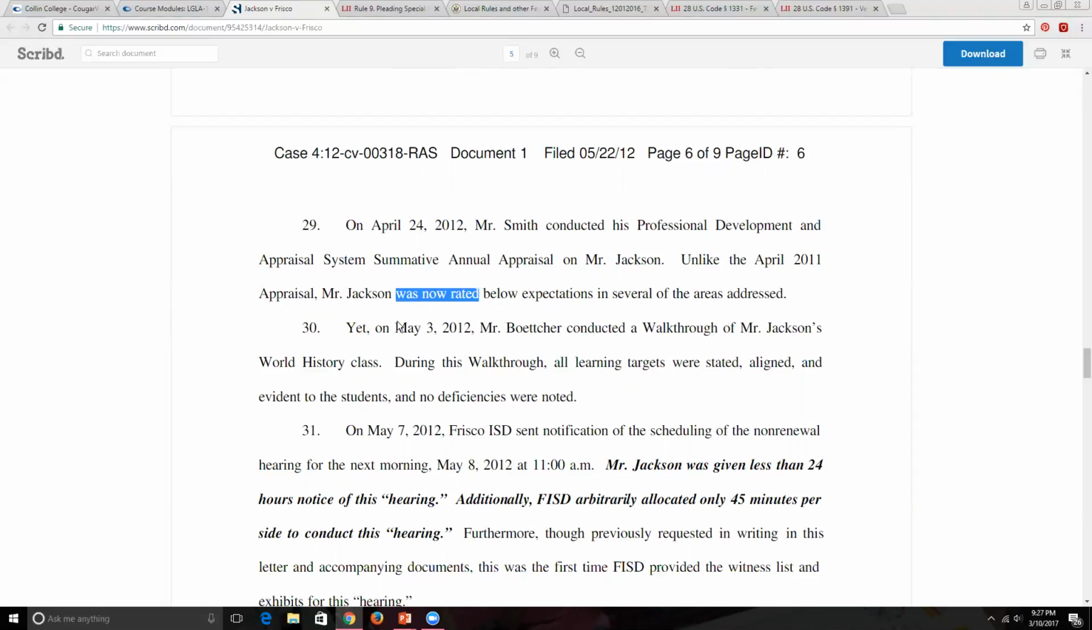Yet, on May 3, 2012, Mr. Betcher conducted a walkthrough of Mr. Jackson's world history class. During this walkthrough, all learning targets were, again, this is that same phrase we've seen again and again, were stated, passive voice, were aligned, passive voice, evident, not parallel, and no efficiencies were noted, passive voice.